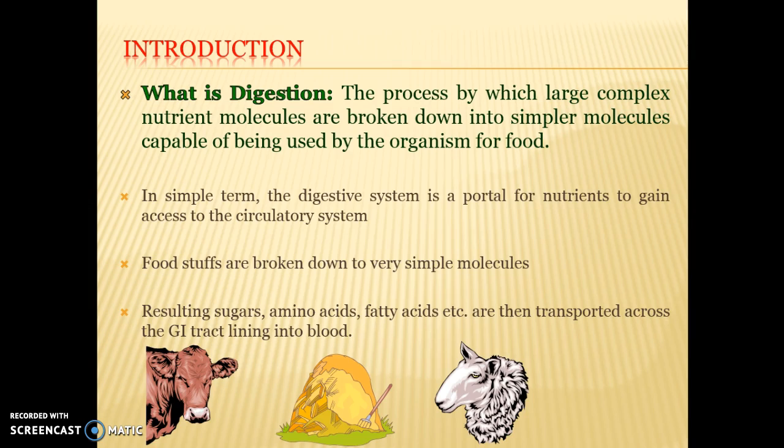And in simple terms, you can define the digestive system as a portal for nutrients to gain access to the circulatory system. Foodstuffs are broken down to very simple molecules, resulting in sugar, amino acids and fatty acids. These are the end products of glucose, protein and fat digestion, and then these are transported across the GI tract lining into the blood.